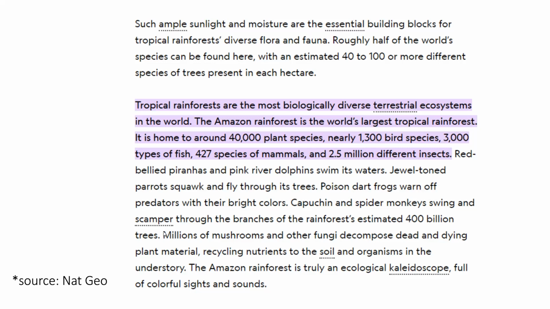I took this from Nat Geo, but tropical rainforests are the most biologically diverse terrestrial ecosystems in the world. The Amazon rainforest is the world's largest tropical rainforest. It is home to around 40,000 plant species, nearly 1,300 bird species, 3,000 types of fish, 427 species of mammals, and 2.5 million different insects.